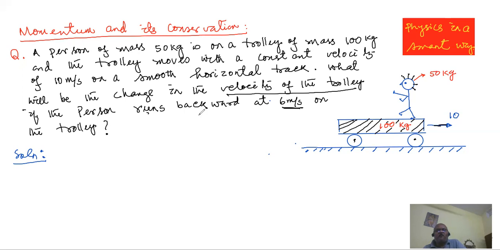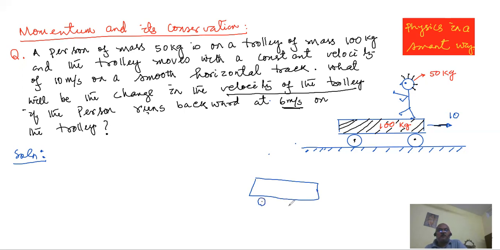We try to find out, when the person starts to walk or run towards the left, whether the speed of the trolley will be changing or not. Some of you may have some doubt. Your mind may be saying, he's walking on the trolley, not on the ground, so why would the speed of the trolley change? We are trying to ascertain that. Let us consider the trolley.